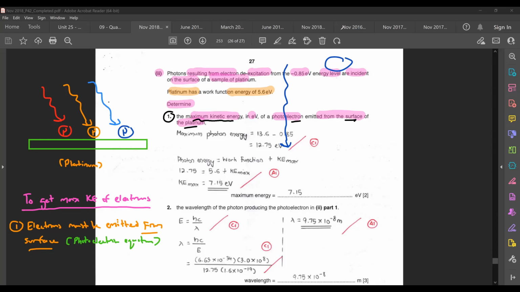Now, another thing to note also is that to get the highest possible KE of your electron, the photon energy absorbed should be as high as possible. So what you could also say here is that the photon energy absorbed should be maximum too. So these two factors will get you your maximum KE of electrons. They must be emitted from the surface, and you must get the maximum photon energy.